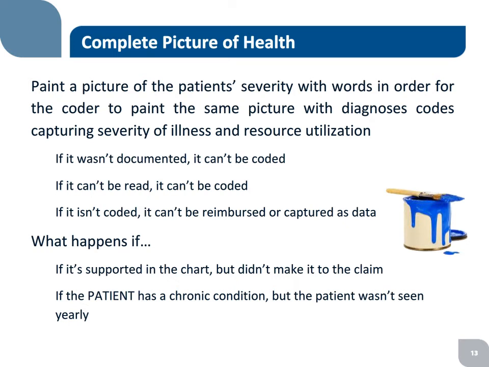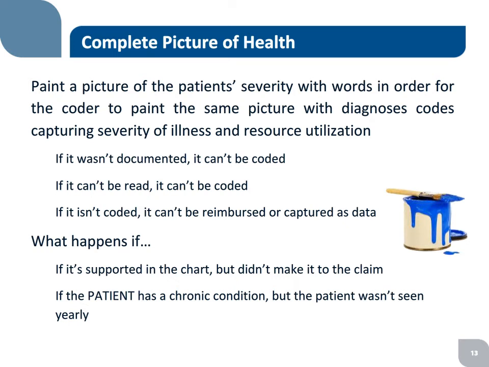If it wasn't documented, we know it can't be coded. And if it can't be read, it can't be coded, and that's where the EMRs have become very helpful. If it isn't coded, it can't be captured as data, and that's really what ICD-9 coding is all about. It started as morbidity, mortality. We're still looking at risk along with our ICD-9 codes.